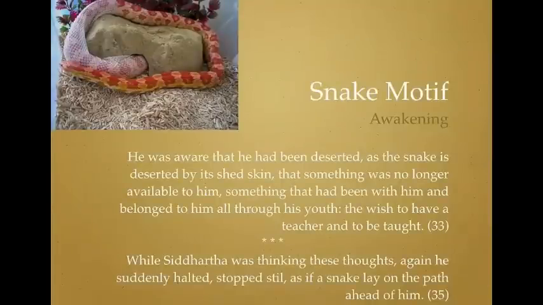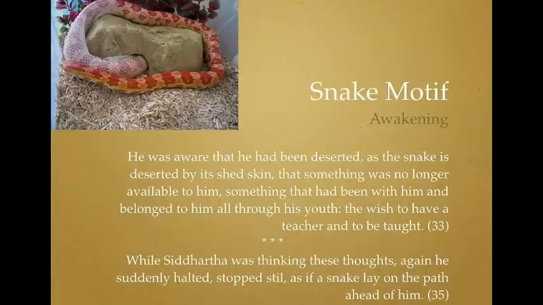Okay, now birds aren't the only thing I want you to focus on. I also want you to focus on snakes. In chapter 4, called Awakening, we have Siddhartha. He was aware that he had been deserted, as the snake is deserted by its shed skin. He was deserted? I thought he left on his own. Who deserted him? And the answer is his spirit, Govinda.